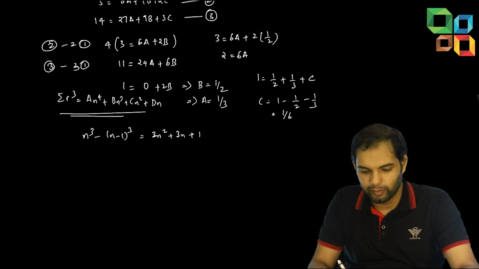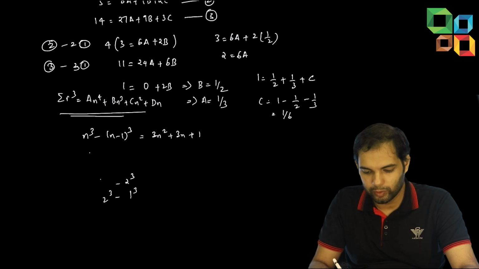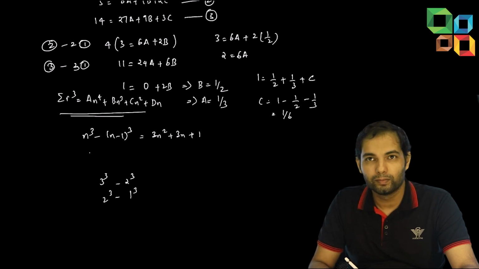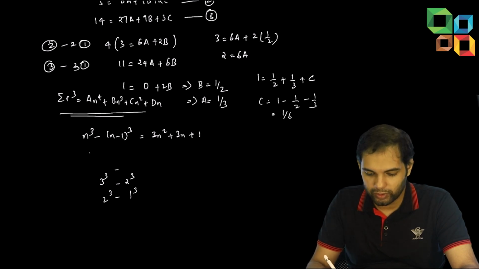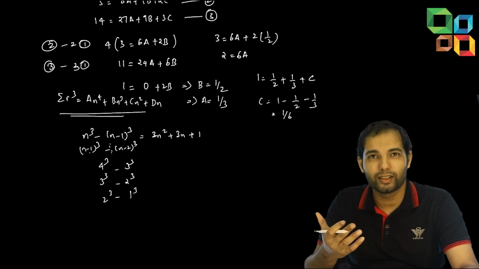You continuously write down the terms. When I'm starting from 1, this will be 1 cube, this will be 2 cube. When I'm writing 2, this will be 2 cube, this will be 3 cube. Are you able to follow? So this will be 4 cube, and so on. At the end, I'll come to n minus 1 cube, and this will be n minus 2 cube. This is also actually one of the proofs.